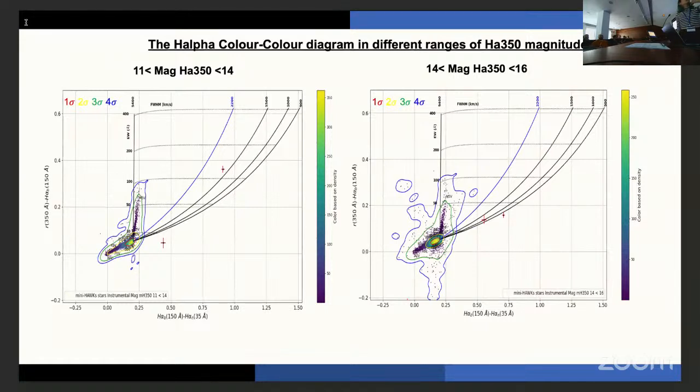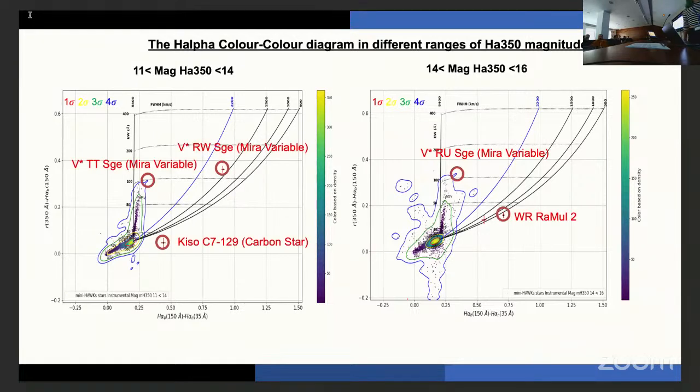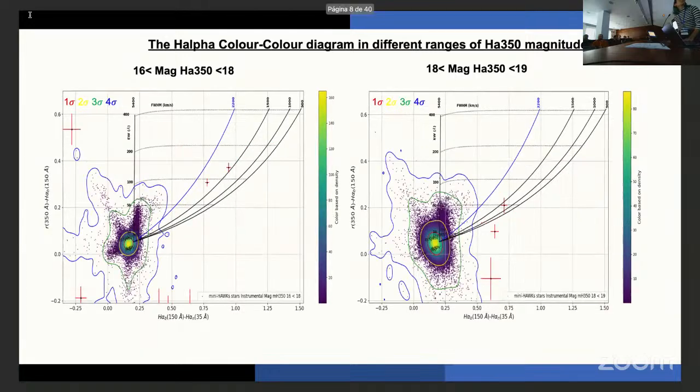So now I will show the whole results. I divided them in bins of magnitude to better show it. These are instrumental magnitudes, and I also plot contours of equal density with 1, 2, 3, and 4 sigma, where 4 sigma contains the total of stars. In the first bins of instrumental magnitude, we found 3 Mira variables, 1 carbon star and 1 Wolf-Rayet. If we go deeper, we found one of the cataclysmic variables that we expected to find.